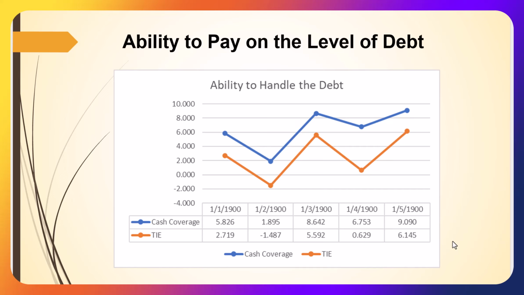When we think about our ability to handle debt, again, the higher the numbers, the better. Cash coverage is the same as the EBITDA coverage ratio, but we can see here that the numbers in general are greater than 1. A couple of years a little bit suspect here with TIE ratio, but again, we had a couple of bad years as well. So again, if you look at the number, it does seem to be growing.